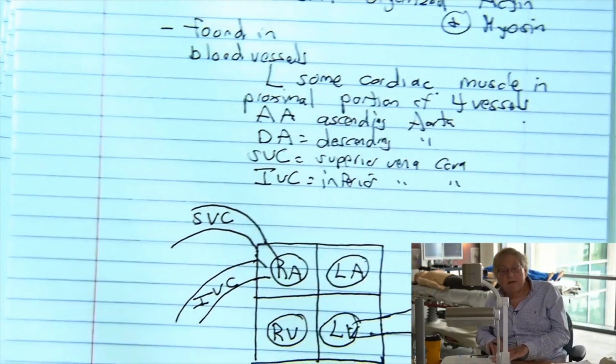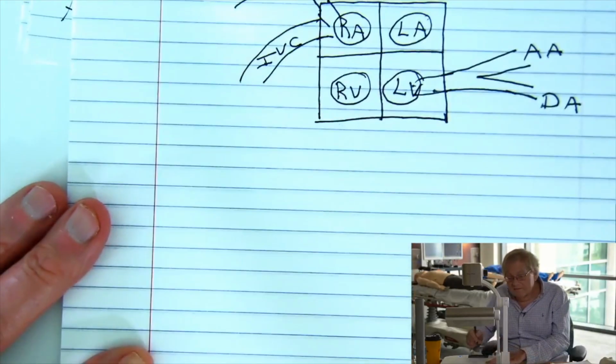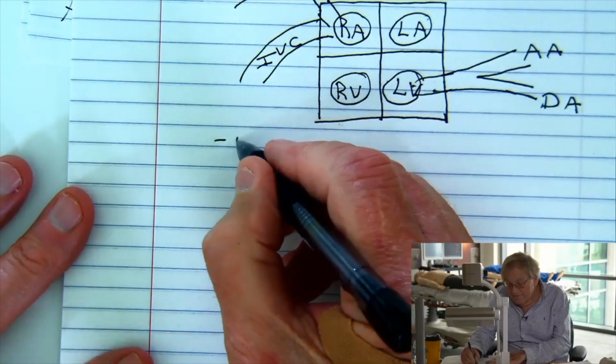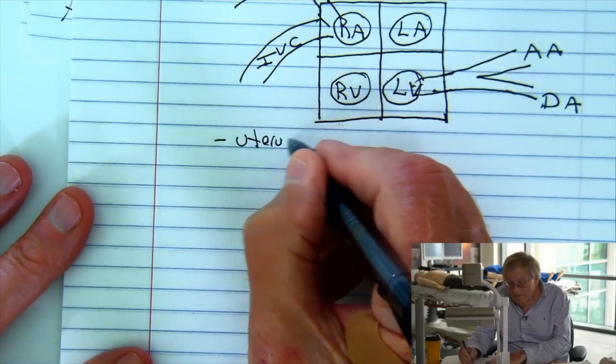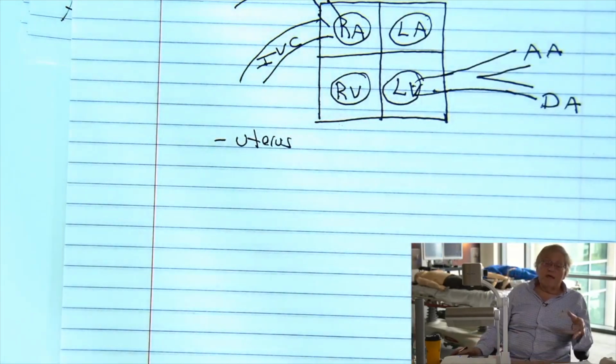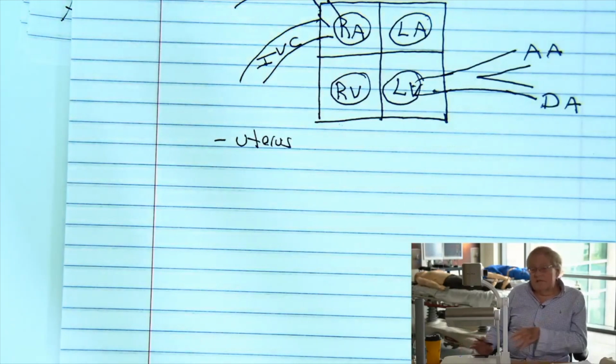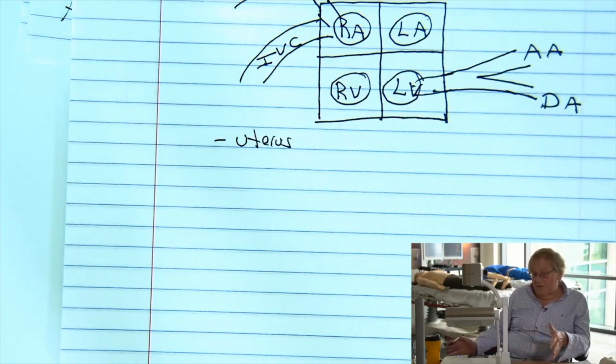Where else do we find smooth muscle? Well, there's a lot of places, but another place it's found would be the uterus. You can't tell your uterus to contract. Your uterus is smooth muscle. It's going to enlarge when the woman's pregnant. It's going to start shrinking when she goes through menopause. It's going to shrink once she delivers the fetus.